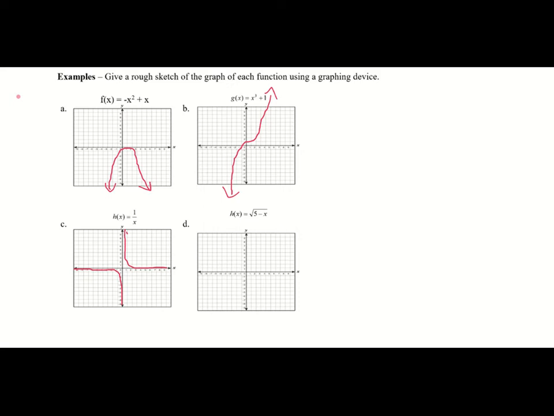And then our last one that we have is the square root of 5 minus x. And when we graph that, it's going to look like this. It should be more curved out there, not flattened out, but that's what it looks like. Again, I will post a video to show you how you would graph those on the graphing calculator. But they just wanted us to give a rough sketch, so that's just a rough sketch of what they look like when we graph them.